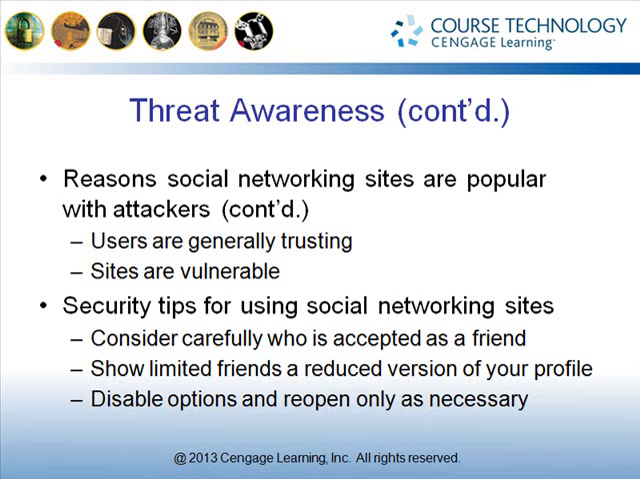So, just some general security tips. Individuals should be careful about who they accept as a friend on a social networking site. Once a person has been accepted as a friend, that person may be able to access personal information such as photographs. Another good security tip is to show limited friends a reduced version of your profile. Individuals can be designated limited friends who only have access to a smaller version of the profile. This is good for casual acquaintances or business associates.